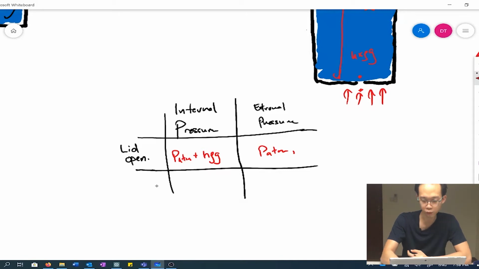Just by looking at this comparison, you can easily see that you have atmospheric pressure on both sides, inside and outside, and on the inside you have this additional hydrostatic pressure, h rho g. So obviously the internal pressure is always going to be greater than the external pressure, so water is going to keep getting pushed outwards.